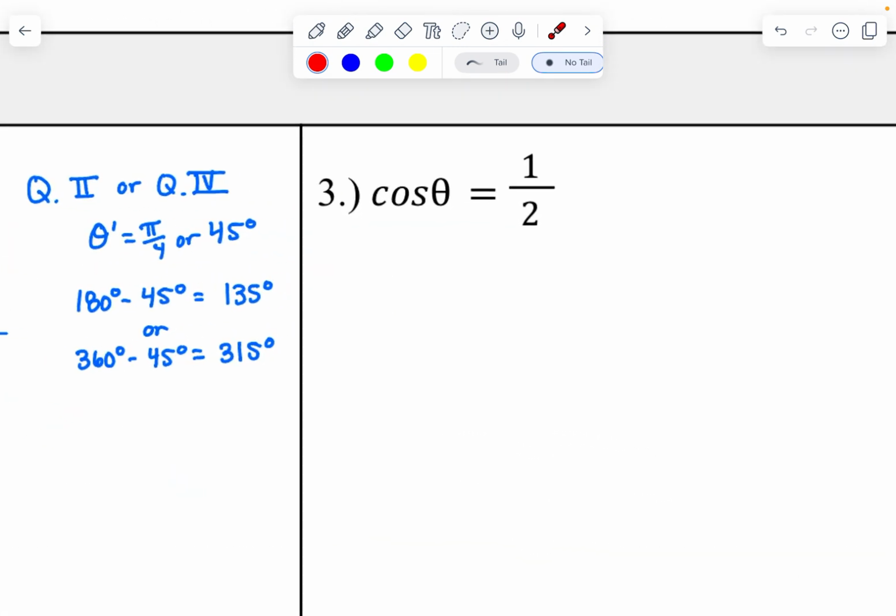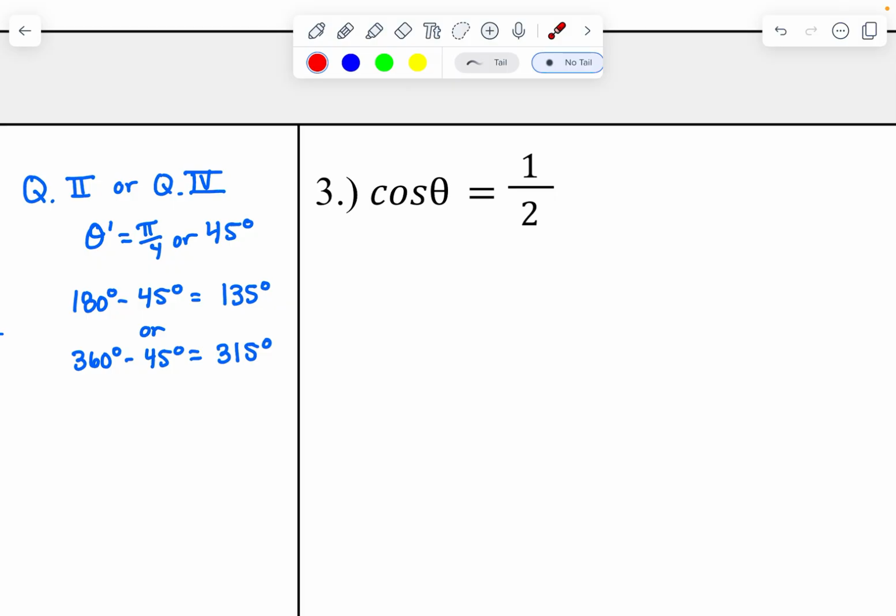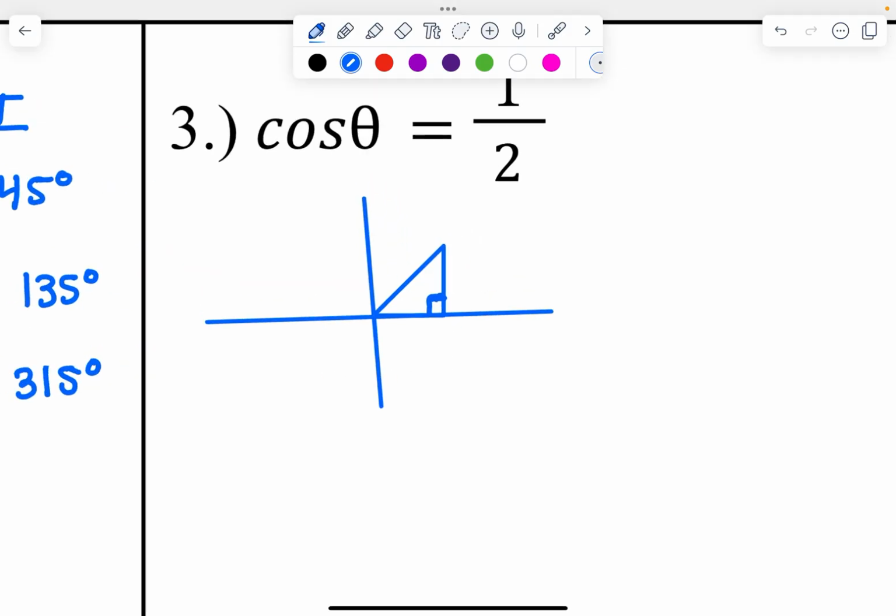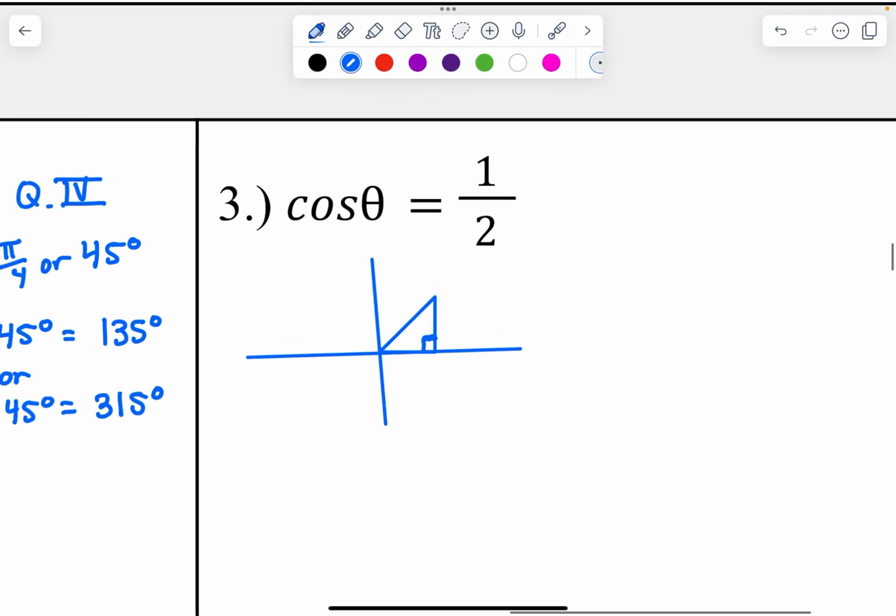All right, 3, cosine of theta equals 1/2. So for cosine to be positive, let's think about which quadrants we're in. Cosine is like your x, and x values are positive in the first and fourth quadrants. And 1/2 tells me it's a 30, 60, 90 right triangle, and cosine is adjacent side over the hypotenuse.